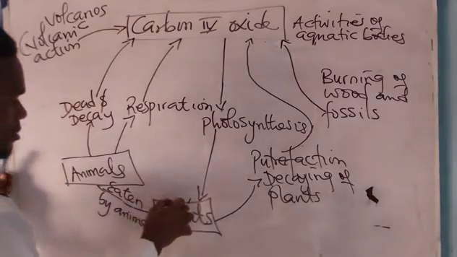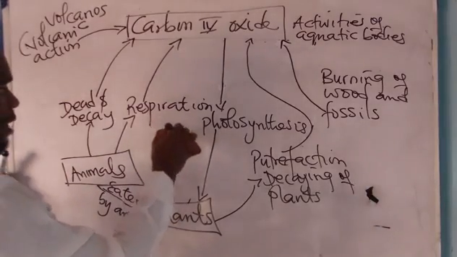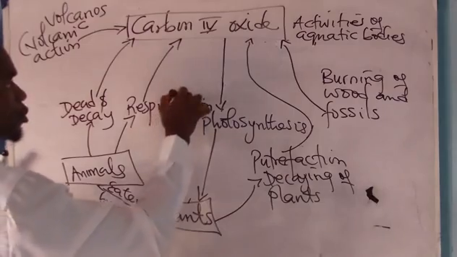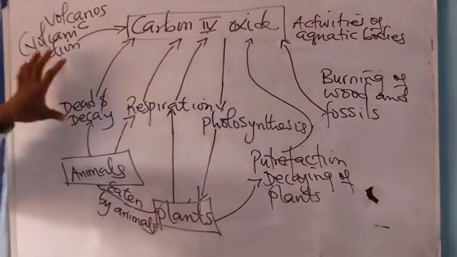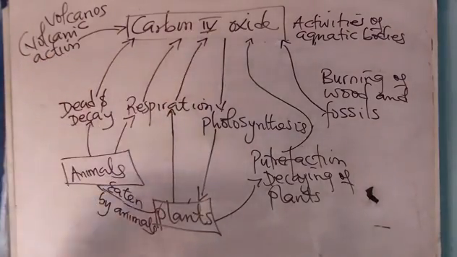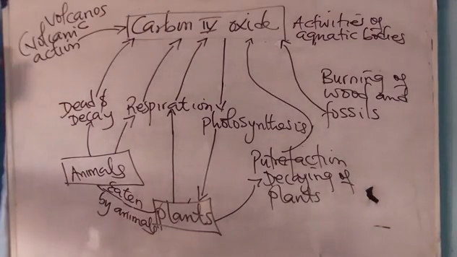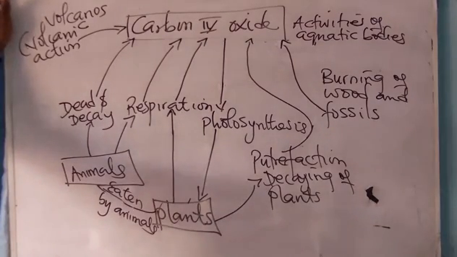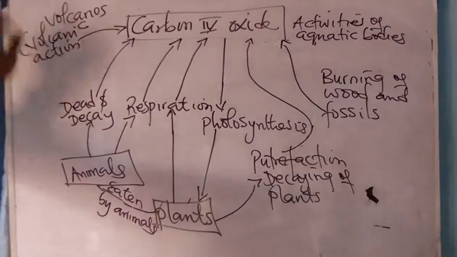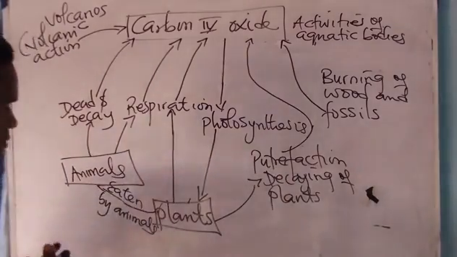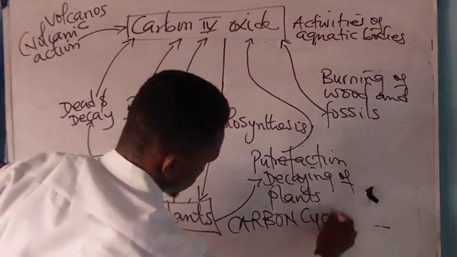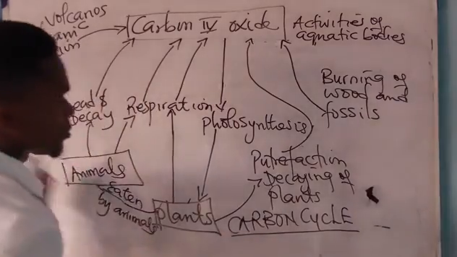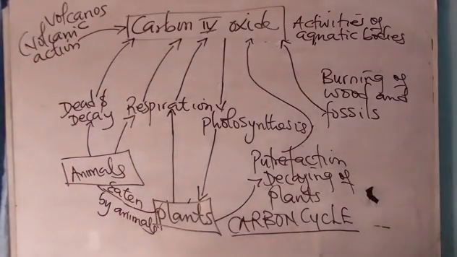I said that plants can also undergo respiration to release carbon dioxide into the atmosphere. So these are the various processes in which carbon dioxide is released to the atmosphere. Is there another point I've not added? Please, the arrows are very, very important. Let me go through it. So what I have here is called the carbon cycle. Take note of that.